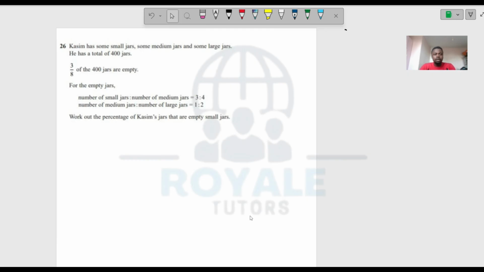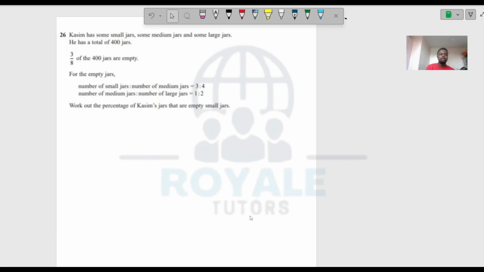Says Kazim has some small jars, some medium jars and then some large jars. He has a total of 400 jars. We are told that 3/8 of the 400 are empty. For the empty jars, the number of small to the number of medium is this, the number of medium to the number of large is this. Work out the percentage that Kazim's jars are empty. So let's try and pick them a step after the other.